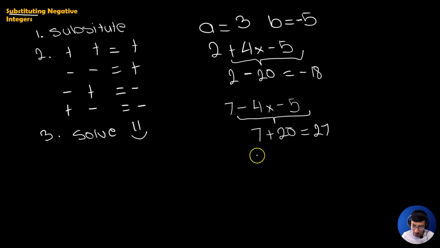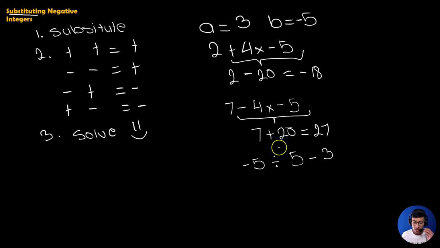So another one: b divided by 5 subtract a. First step, substitute. B equals negative 5, a equals 3, and so our equation now is negative 5 divided by 5 minus 3. The next thing, we're dividing by 5, so a negative and a positive equals a negative, and 5 divided by 5 equals 1, so negative 1, and we drop down the minus 3. So negative 1 minus 3 equals negative 4.